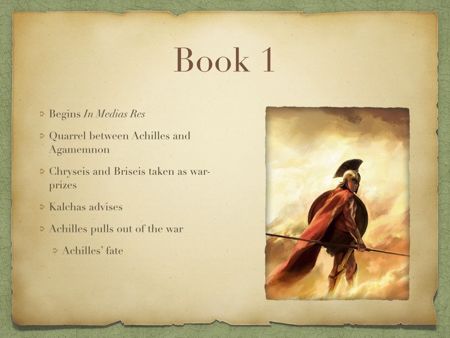Achilles' fate is different from everyone else's because we learn up front that he is given a choice. He can either live an old, prosperous life, live a long time, and after three or four generations not be remembered, or he can die young and become immortalized. And this is ultimately the choice that Achilles makes.